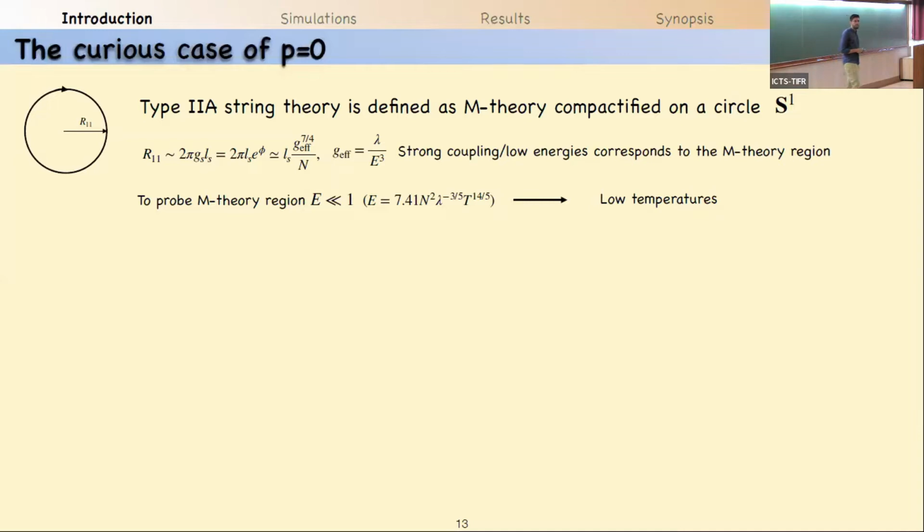Now, to understand this a little bit intuitively, type 2A string theory is usually defined as M theory compactified on a circle S1. The radius of the circle is related to the dilaton, which is furthermore related to the effective coupling. So when I want to open this circle, I have to go to very low energies, because in this case it will blow up the circle.